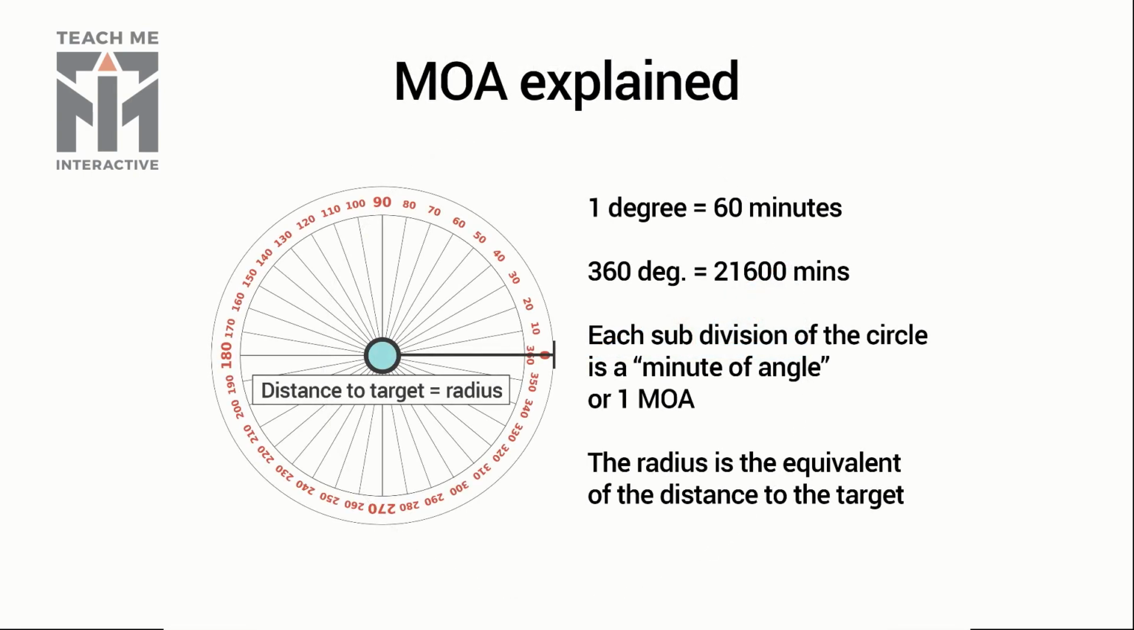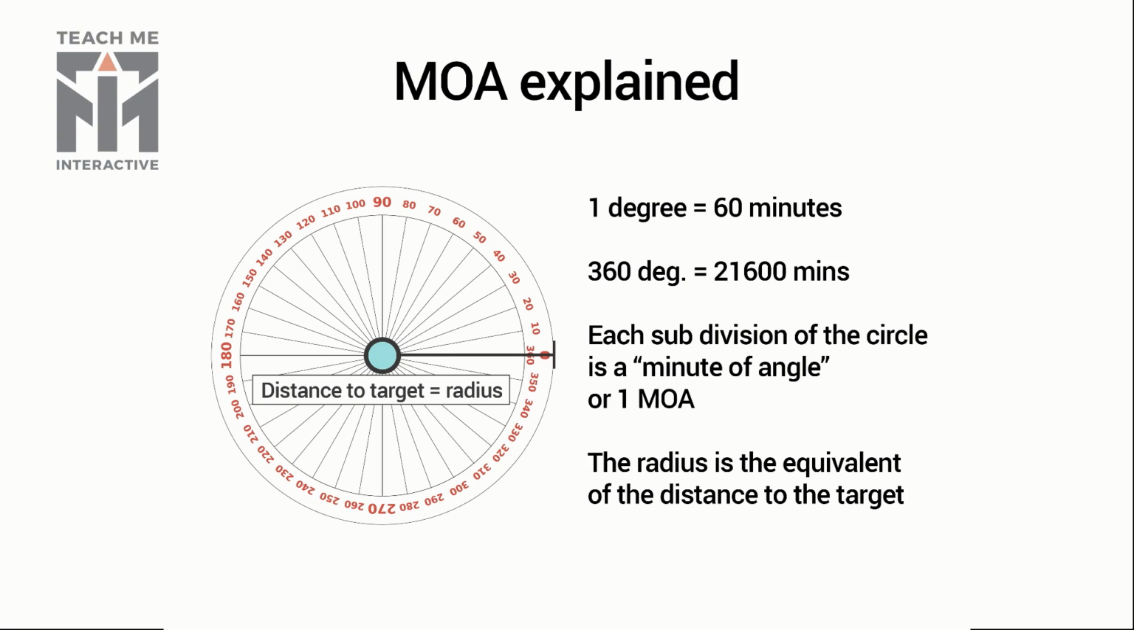And as the name suggests, we're referring to a degree having 60 minutes, same as you can use it for longitude and latitude or time. 360 degrees, therefore, has 21,600 minutes inside it. And therefore, what we've got is a nice, large number inside our circle, which enables us then to minutely control the amount of angle we use over distance.